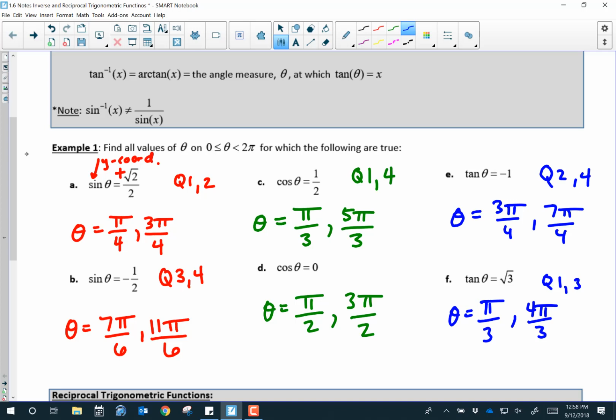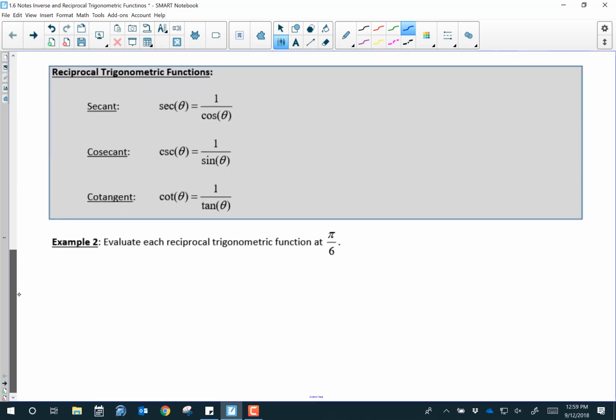Okay, so now reciprocals. So I said the inverse sine is not equal to 1 over sine. So what is 1 over sine? It actually is a different function. And you might have seen these on your calculator. So these are what's called the reciprocal trig functions. They are not the inverse trig functions.